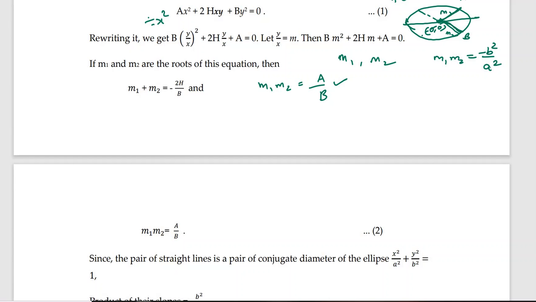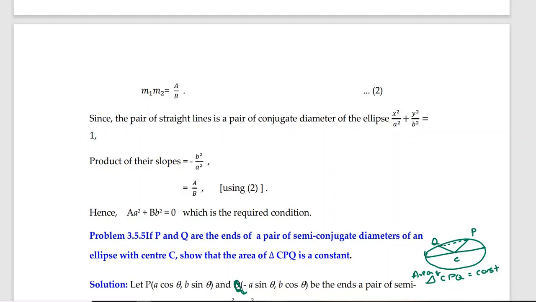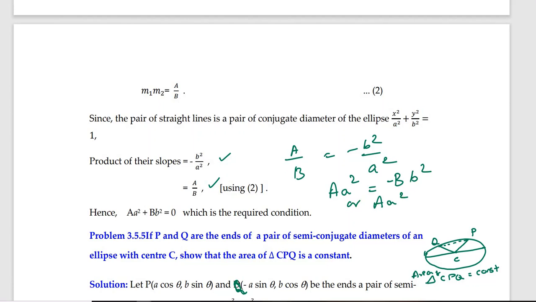So we can consider both the equations. Product of the slopes in one case is this, in another case is this. So we can equate these two. So from this we get a by b is equal to minus b square by a square. So cross multiplying, we get a square equal to minus of b square, or in other words we have a square plus b square equal to 0. So this is the condition for two lines to be conjugate diameters.